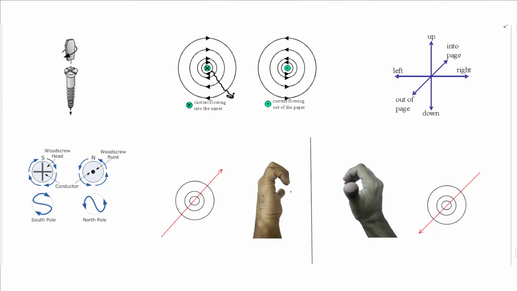Current into the page is represented by an arrow pointing upwards but inclined. An arrow pointing downwards but inclined means that the current is going out of the page. So the thumb will be pointing out of the page, and the current and the magnetic field will be in this direction. So adding the arrows, this is anti-clockwise.